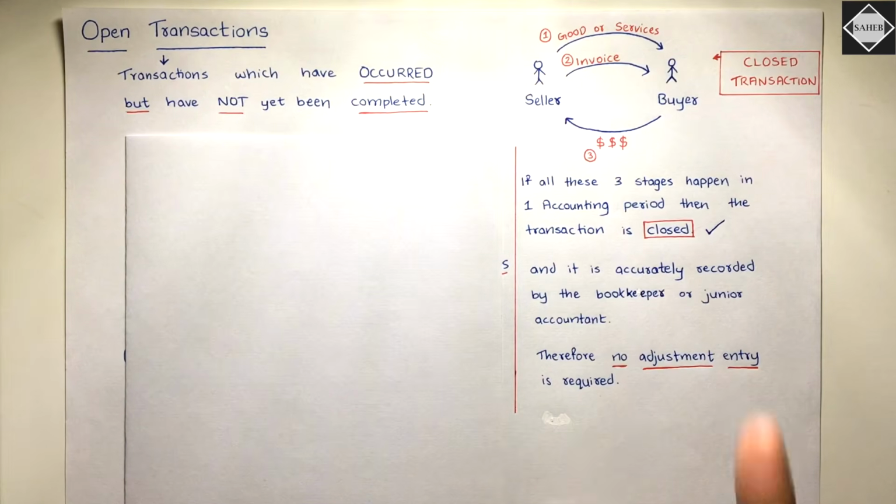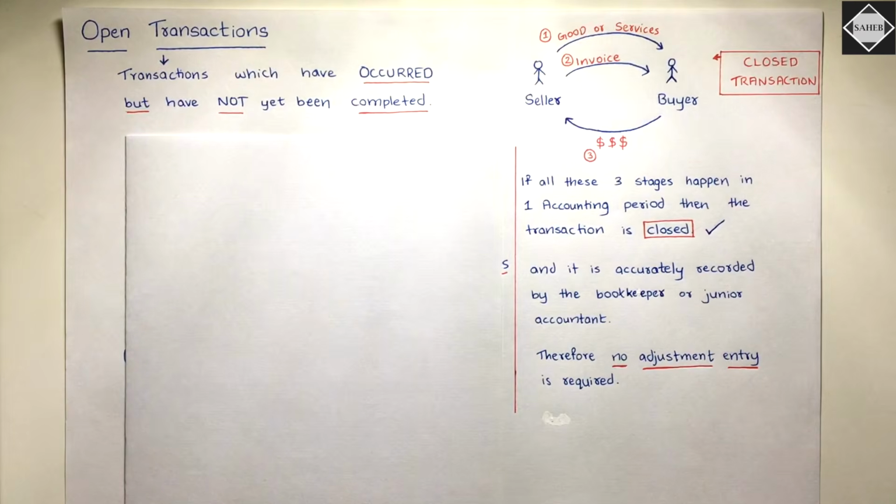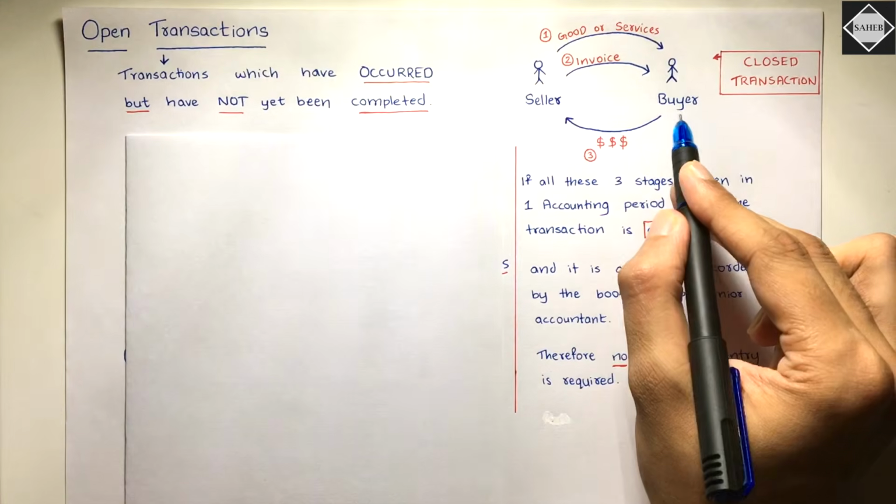At least in a transaction, there will be 2 parties involved. You all know that, a seller and a buyer. Yeah, it can also be employer, employee. So many examples can be there, but to simplify things, let's just say seller and a buyer.